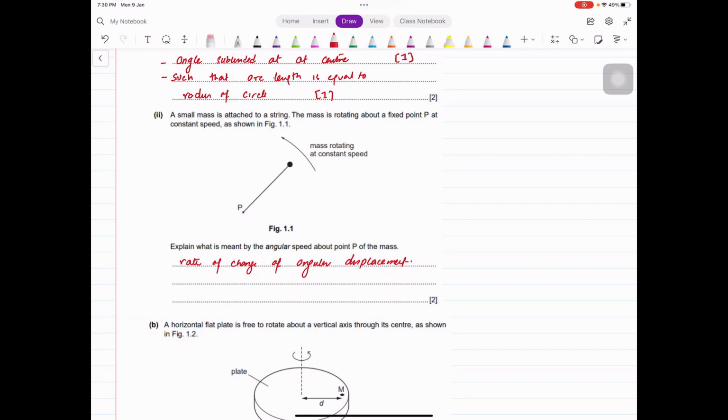Now, the other thing that you need to do is, because it says angular speed of the mass, just remember that it is attached to a string. So just add that for the 1 mark. The second mark you should add is by the mass attached to the string, or you can just write by the string, anything like that. Is that clear, everyone?